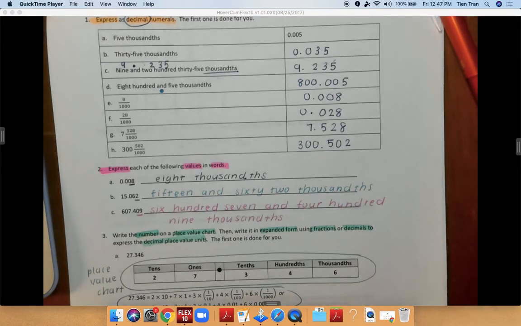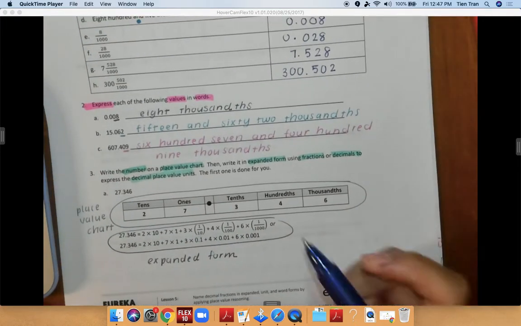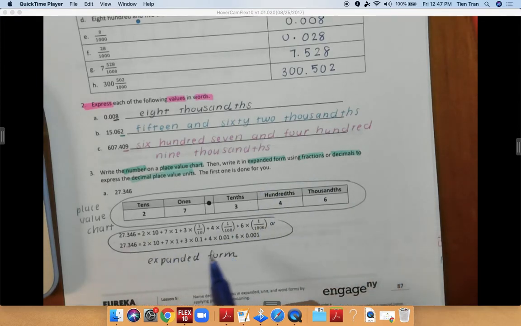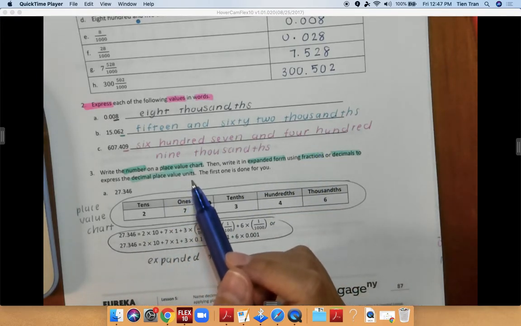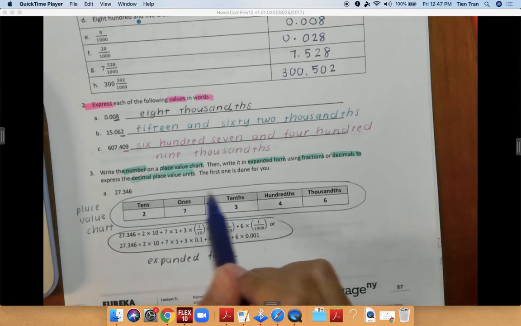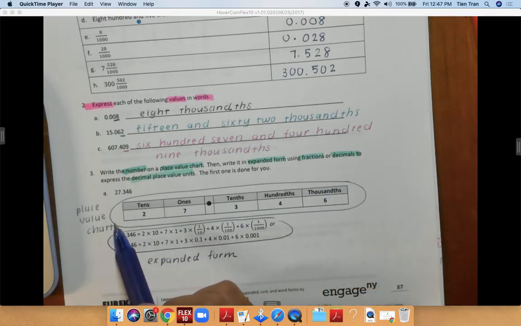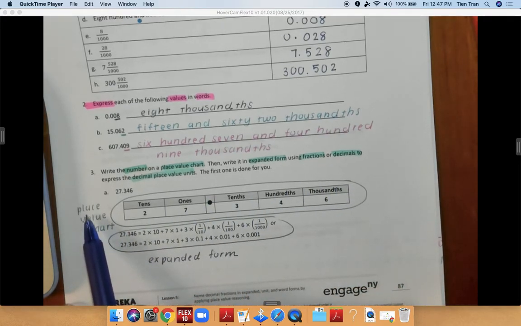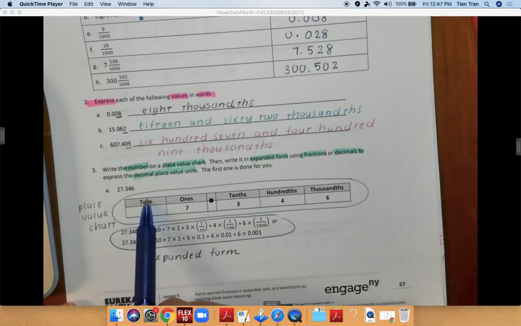Now, problem number 3 asks you to write the number on a place value chart, then write it in expanded form using fractions or decimals to express the decimal place value units. The first one is already done for you. So right here what I did was I knew that they were asking me to write it in either expanded form, which looks like this, or to write it as decimal units, which is written like a place value chart. So I wrote it down right here. Make sure you write it down as well. This is the place value chart, and this is the expanded form.